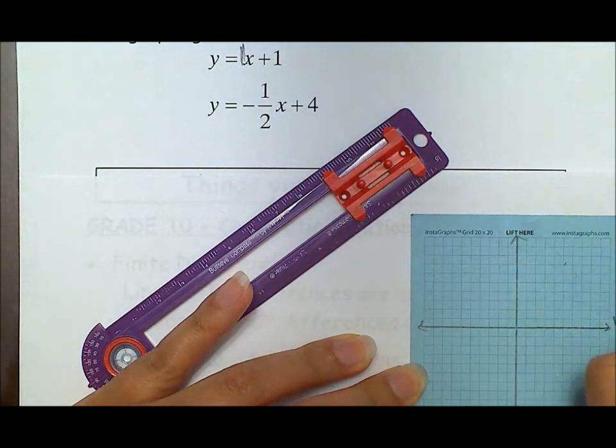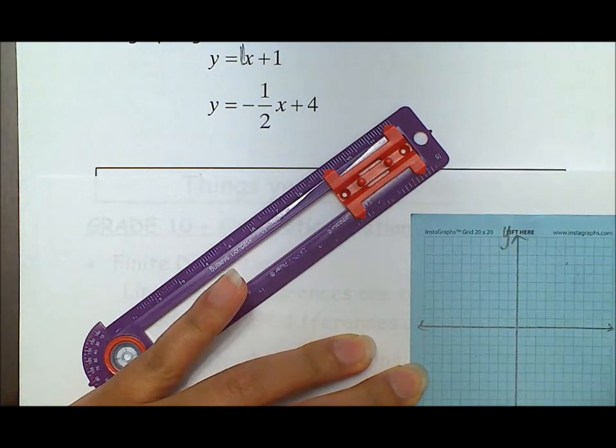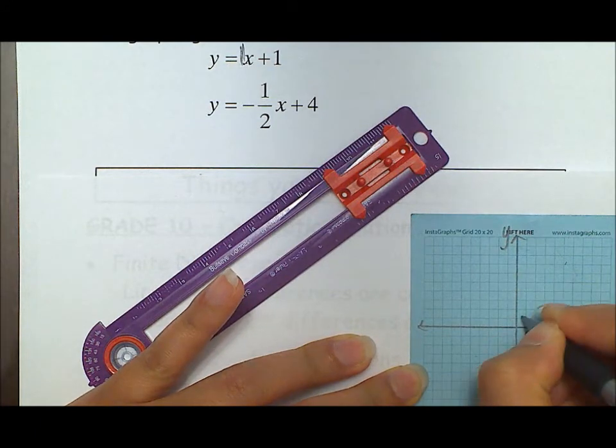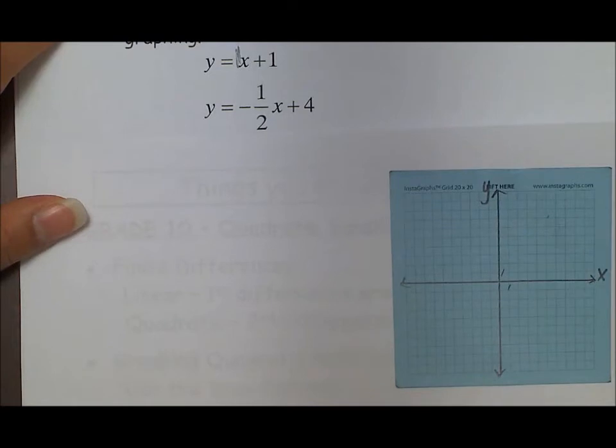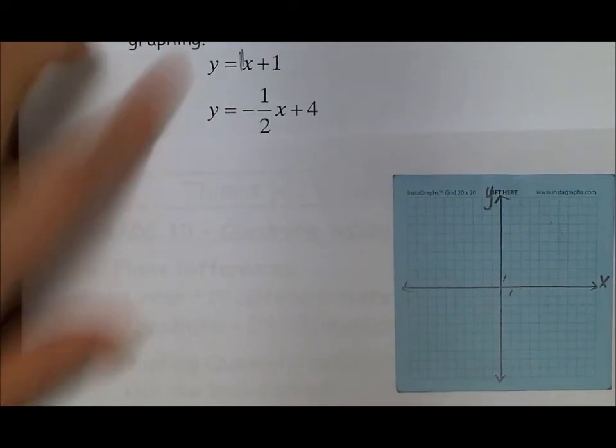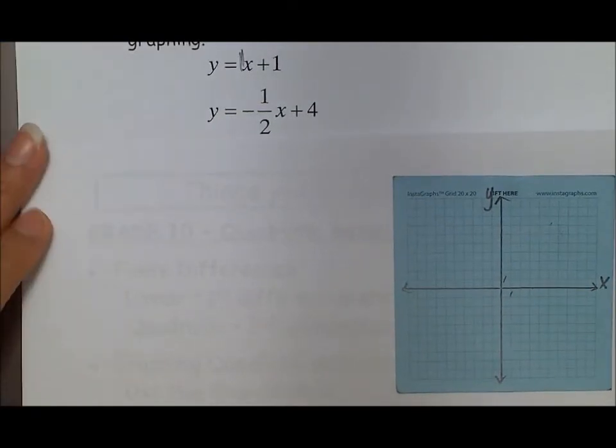So label your axes x and y. We're going to use a scale of 1. Okay, and so we're going to try to graph these two equations. They're both linear. You'll notice that the highest exponent is 1. That's how I know it's linear.